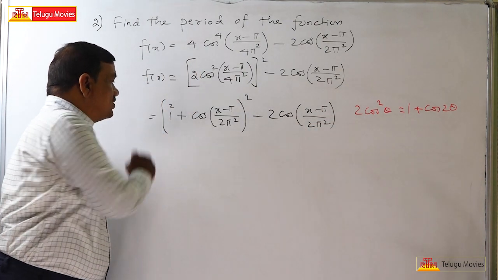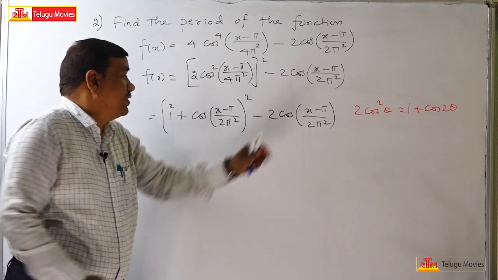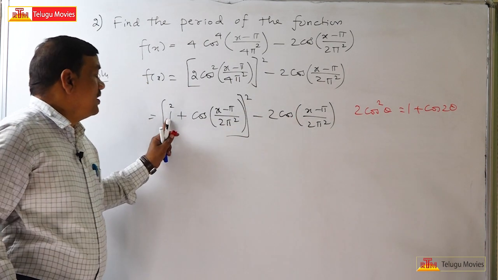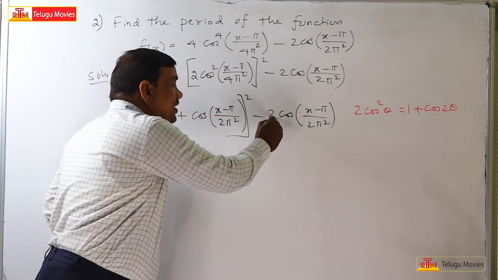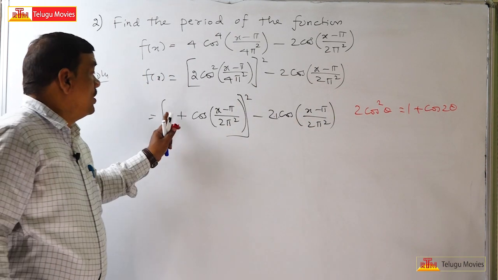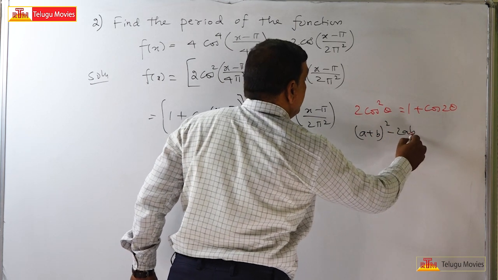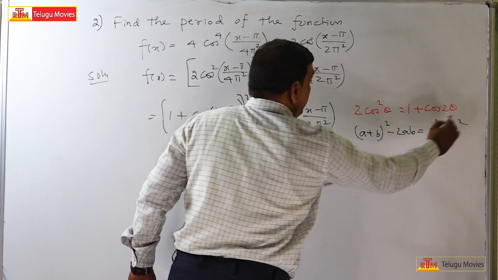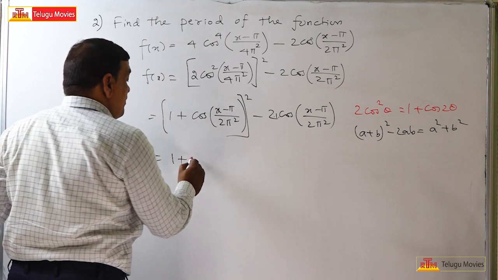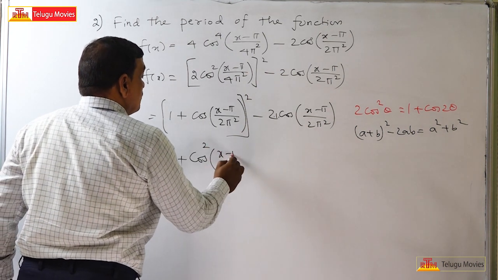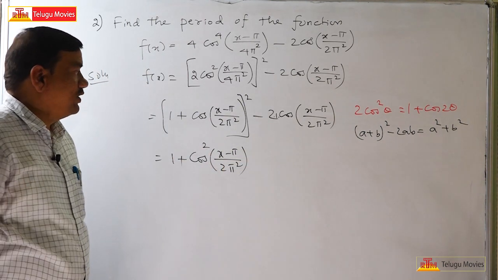So here let us call it 1, so it is in the form a square plus b square minus 2ab. Can we write it as (a plus b) whole square minus 2ab? What is (a plus b) whole square minus 2ab? It is simply a square plus b square. Understand? a square means 1, and b square means cos square of (x minus pi by 2 pi square).